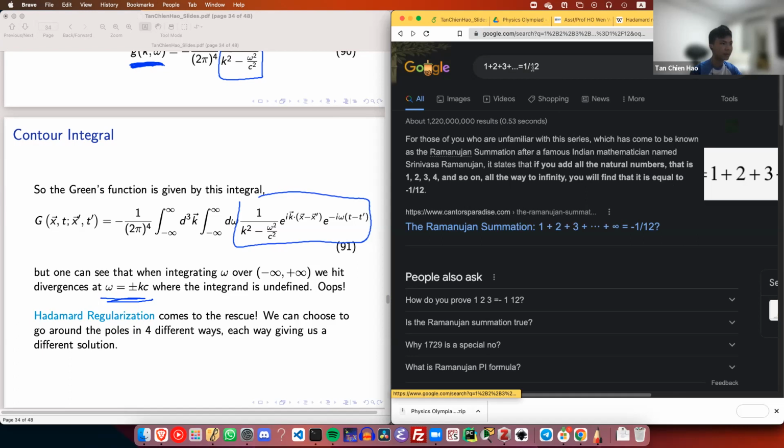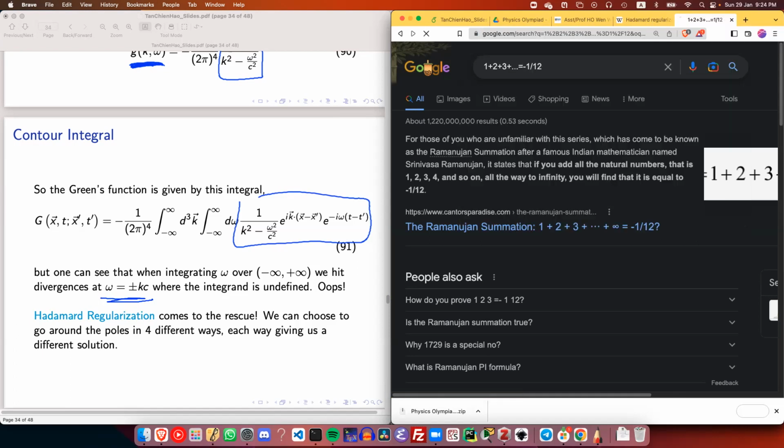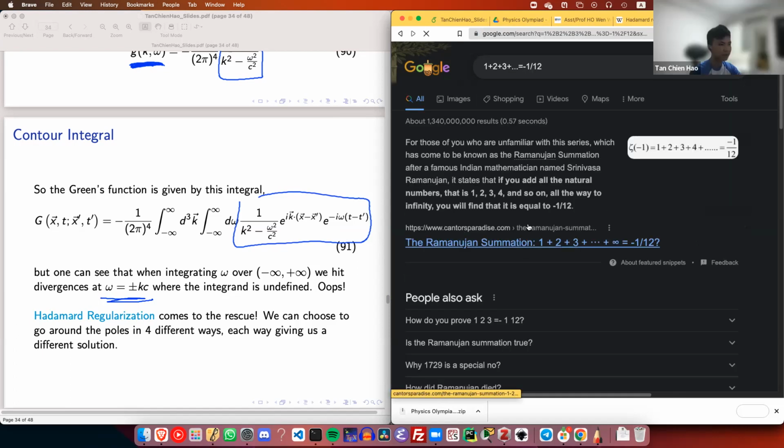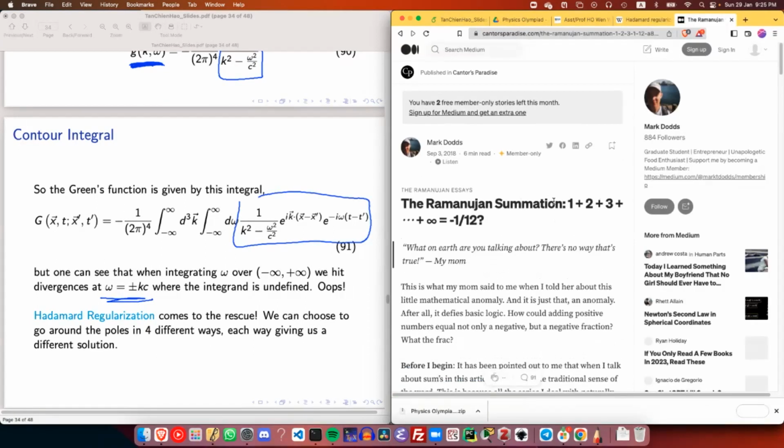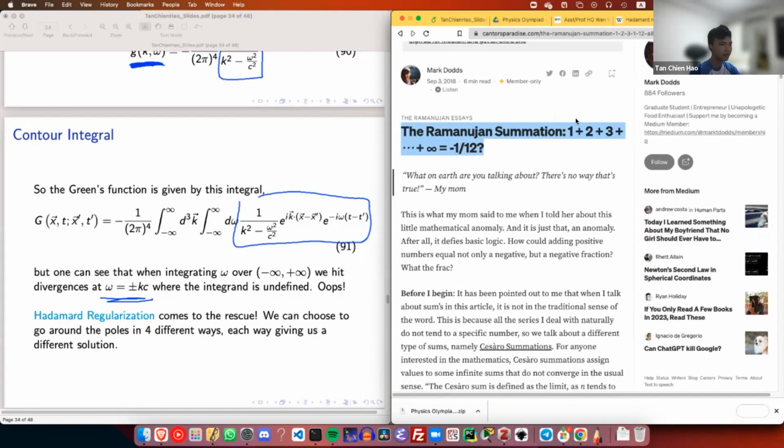It's minus 1 over 12. This is not true. Yes, it's not true indeed, because this is only if you plug in zeta of minus 1, which is defined as minus 1 over 12. Exactly. So this thing doesn't make sense, because the left-hand side doesn't converge. In terms of analysis, the left-hand side doesn't have a well-defined sum.